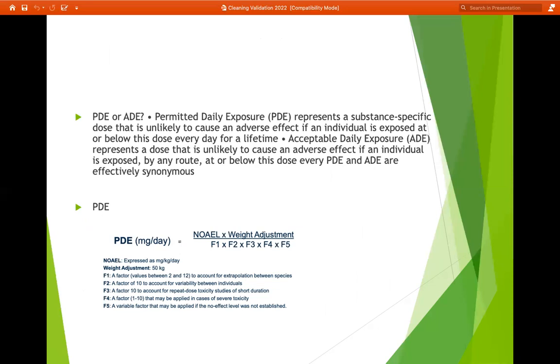Yes, if you want to establish the PD value for your product, you have to give your product for a toxicological study. You have to get the acceptable or permitted daily exposure limit as far as toxicology is considered. What will be the maximum daily exposure limit for your product has to be studied through a toxicology study only, and it has to go for clinical evaluation.